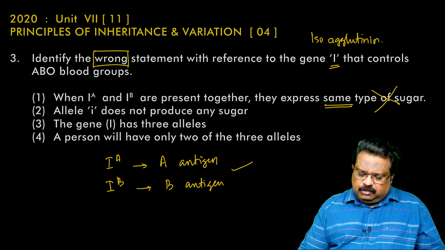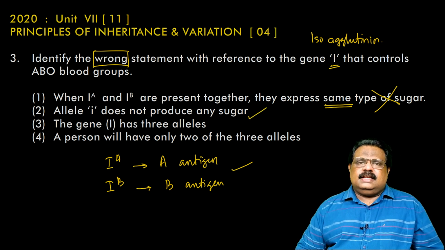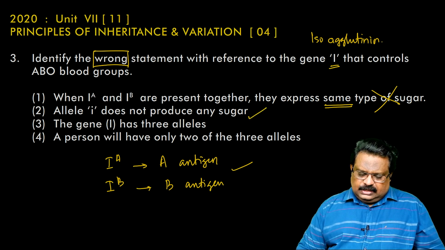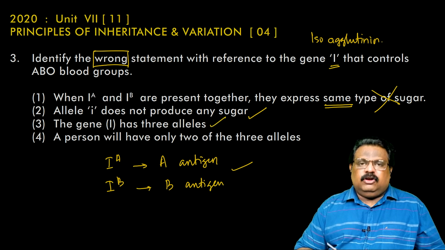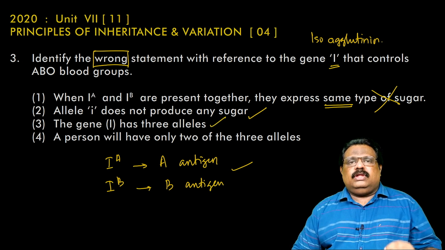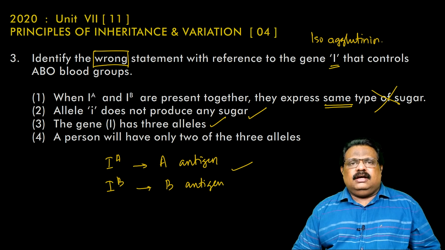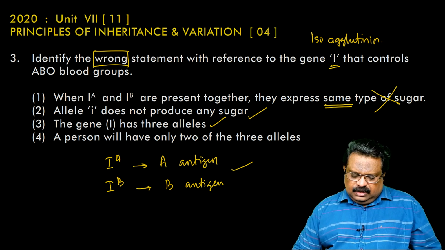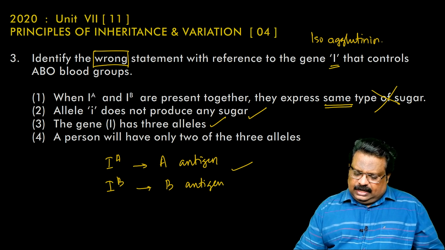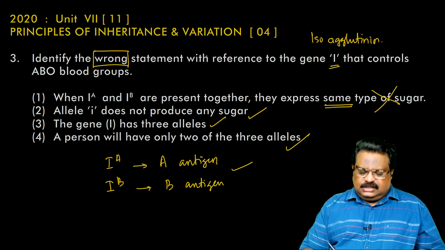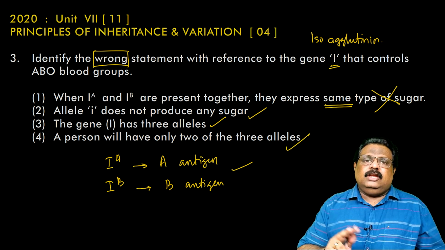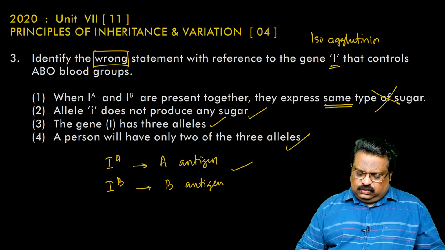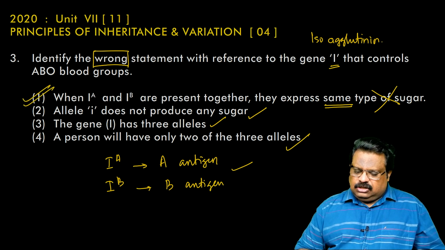Allele small i does not produce any sugar because small i is a recessive one. Then the gene I has 3 alleles. We know that when a gene has more than 2 alleles, the condition is called multiple allelism. Even though the gene has 3 alleles, a particular person will have any 2 of the 3 alleles. So the 2, 3 and 4 are right. The first choice is wrong.